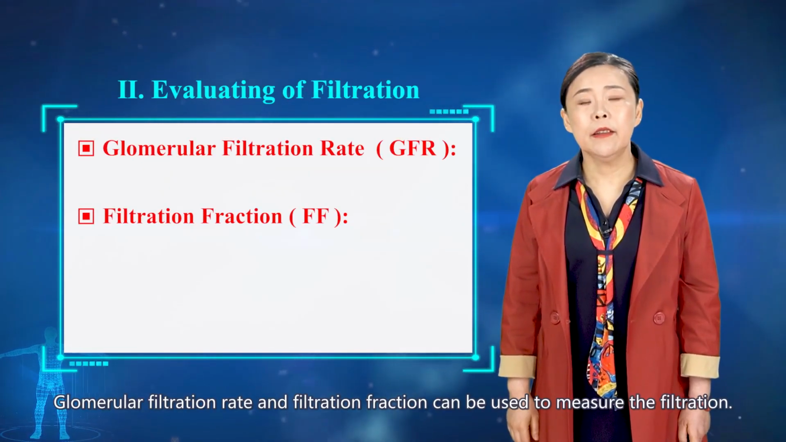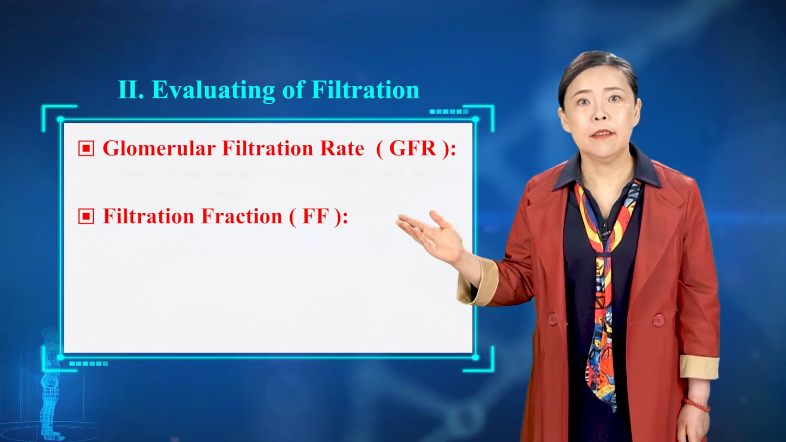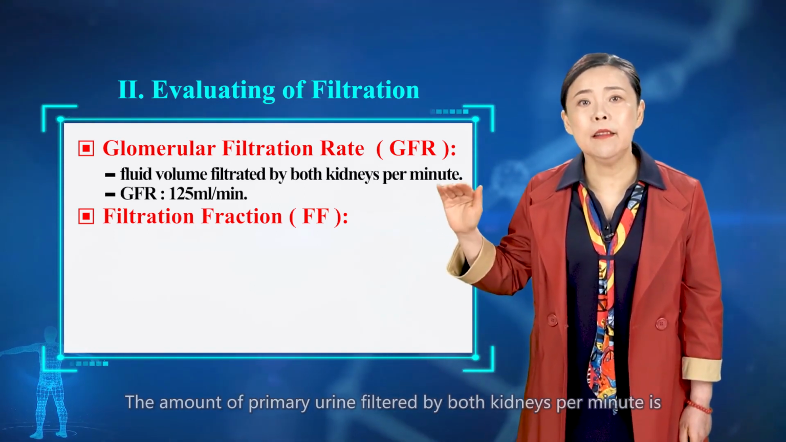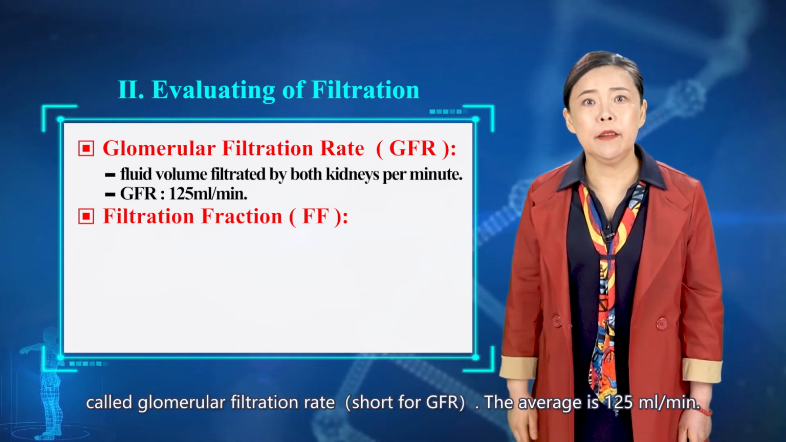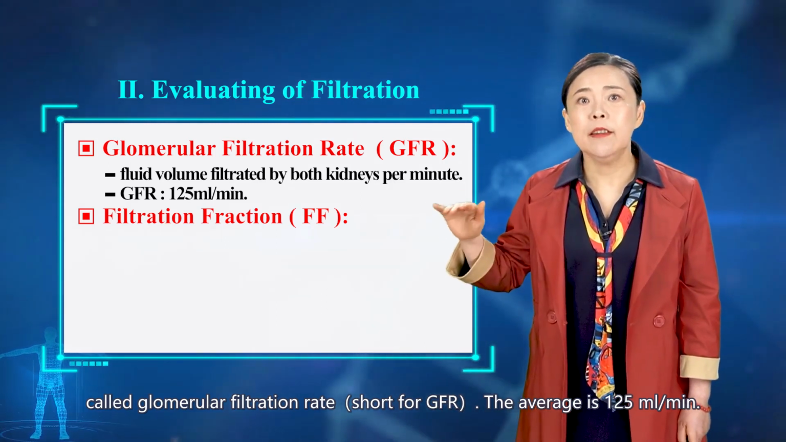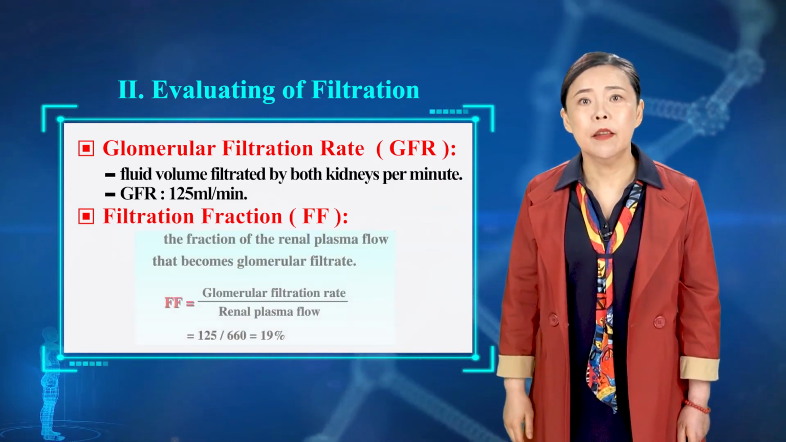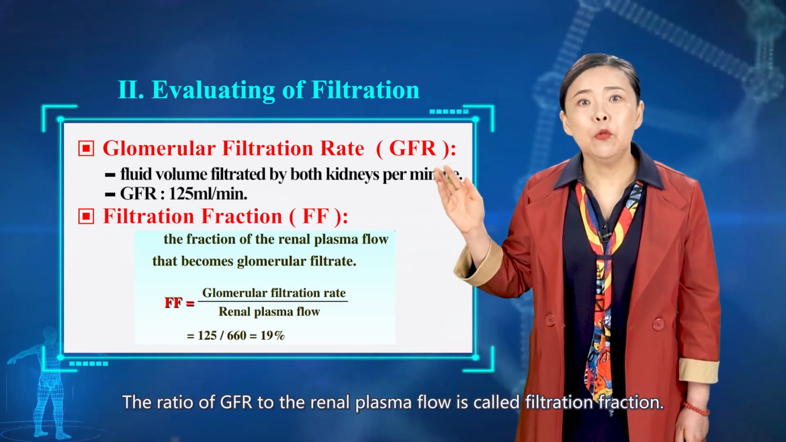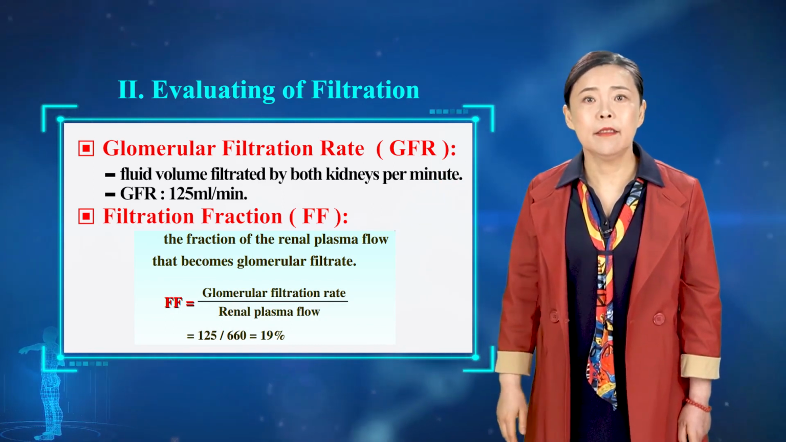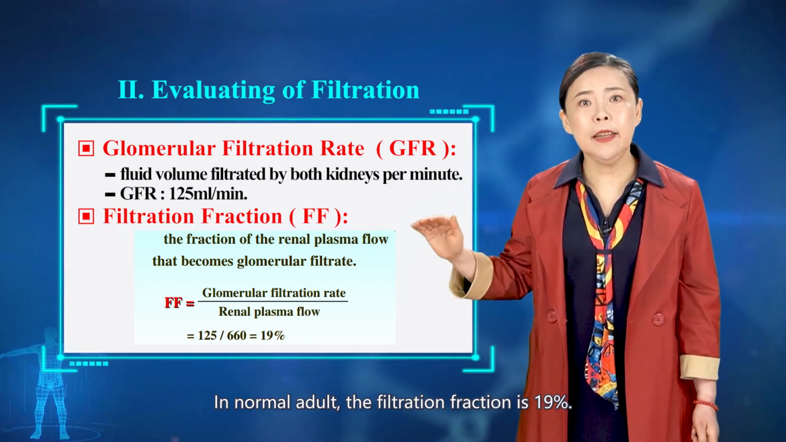Glomerular filtration rate and the filtration fraction can be used to measure the filtration. The amount of primary urine filtered by both kidneys per minute is called glomerular filtration rate, short for GFR. The average is 125 milliliters per minute. The ratio of GFR to the renal plasma flow is called filtration fraction. In normal adults, the filtration fraction is 19%.